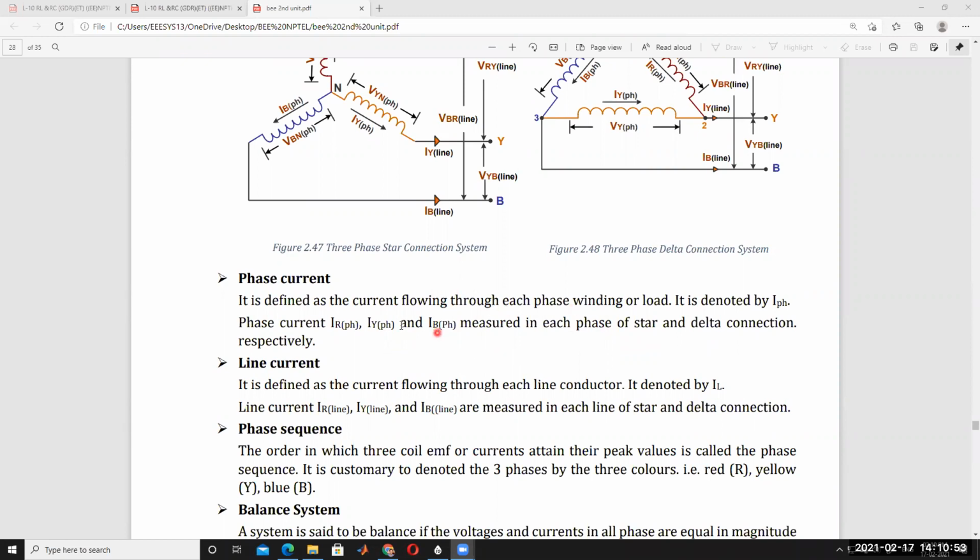Next, line current. It is defined as the current flowing through each line conductor and is denoted by IL. For phase current we use I suffix PH, and for line current IL, suffix L. In this way we represent the phase currents and the line currents. This is about phase currents and line currents.